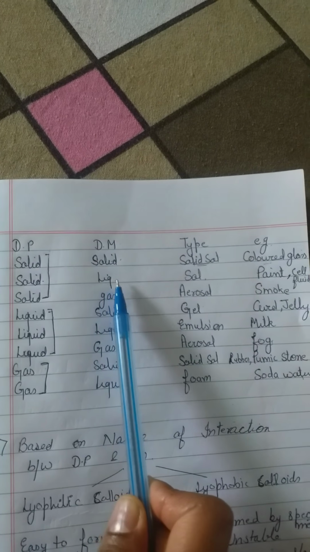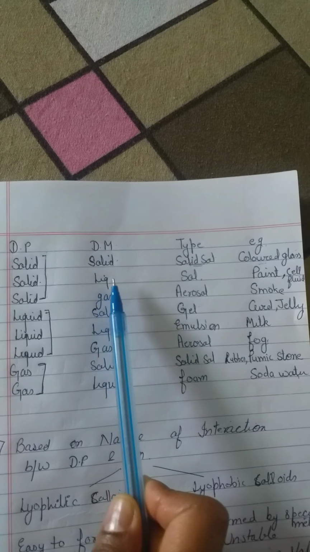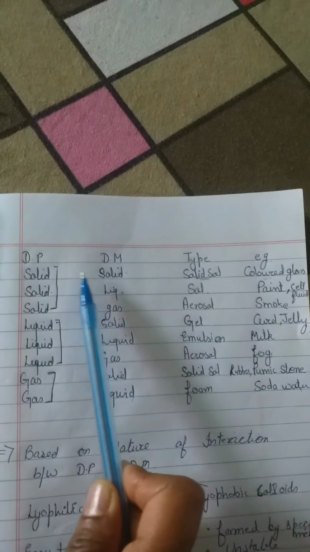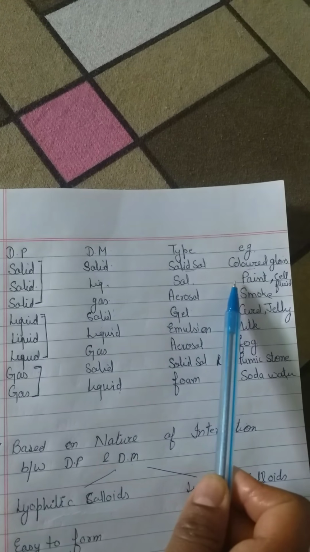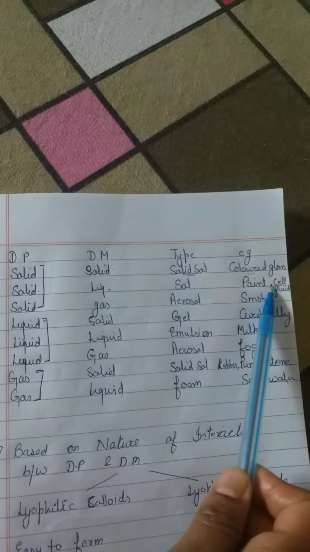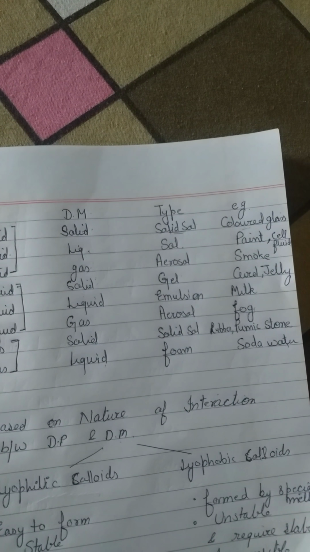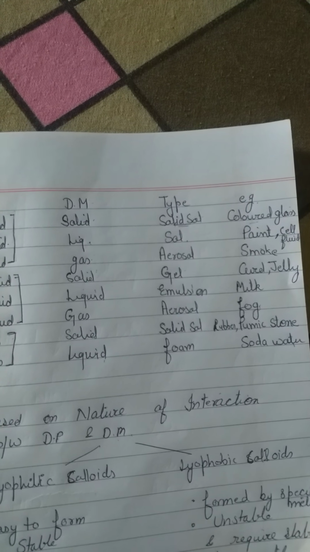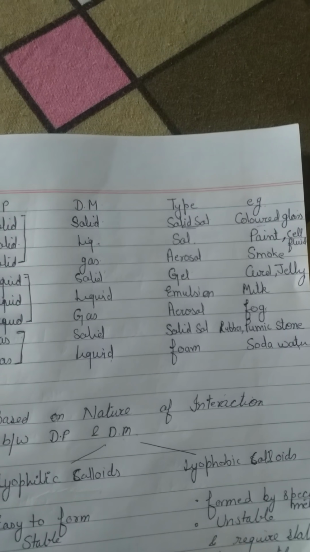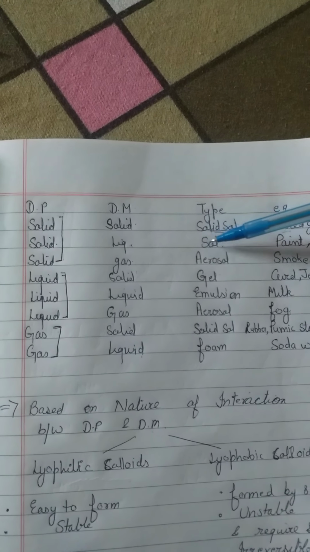Now next you have a dispersed medium that is in liquid state. Now you added solid to it, then you will get sol. The most common examples are paint and cell fluid. In a cell there is some liquid present, and there are organelles like mitochondria embedded inside it. So that is an example of sol, right?